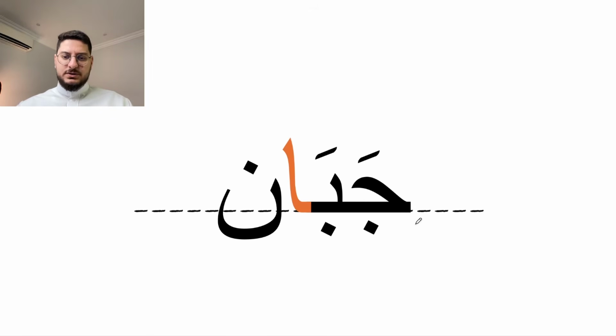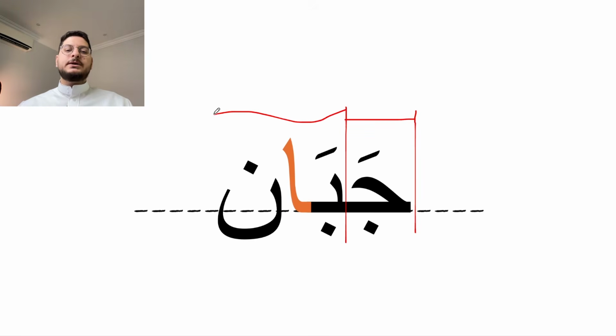Let's look at this one. I see a fatha in here, so that will be the beginning of a syllable. Another fatha here, a beginning of another syllable. Let's read the first syllable. It's ja, simply, and then ban. This is ba, this is n, and the ba is twice as long because of the alif. So ban, jaban. Jaban means coward.